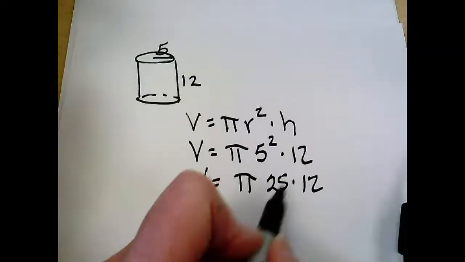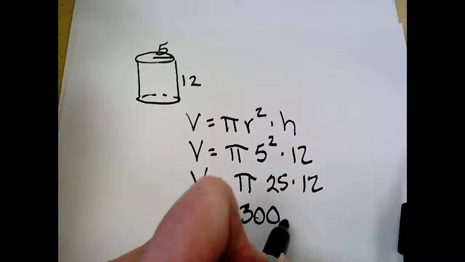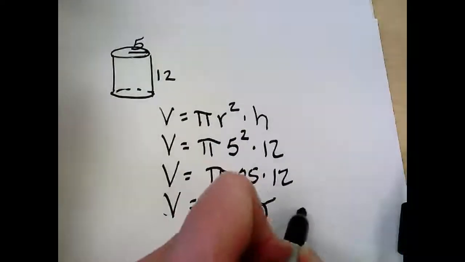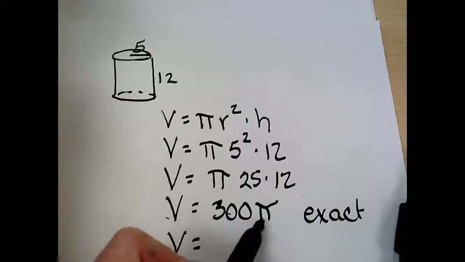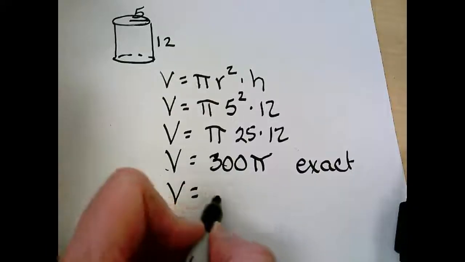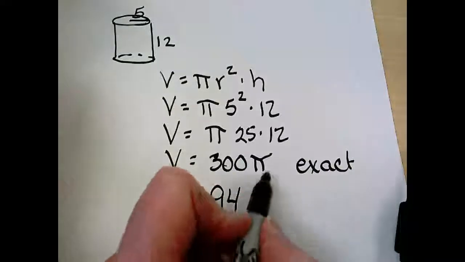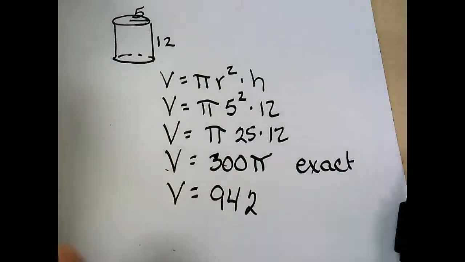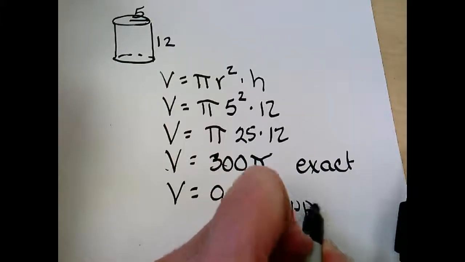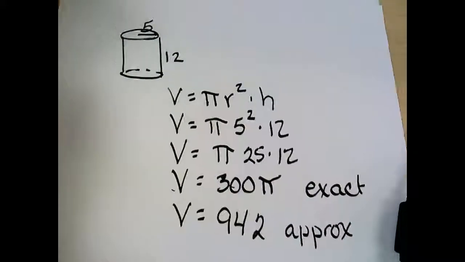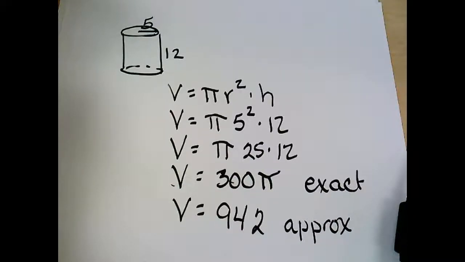25 times 12 is 300. Put the pi next to it. This is your exact measurement. And when I put that in the calculator and use either 3.14 for pi or the pi button, I find that I get 942, because they wanted us to round to the nearest whole number, and that is my approximate value. That is how you solve the 3 methods for finding volumes of prisms.